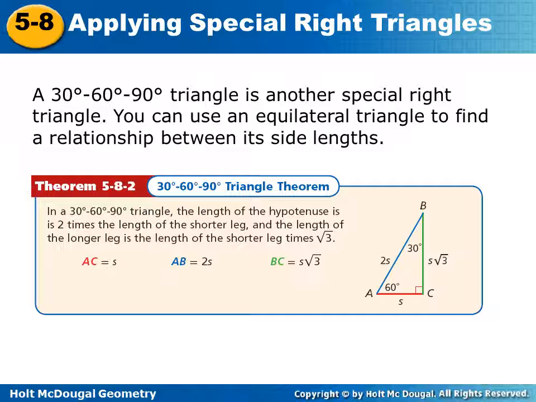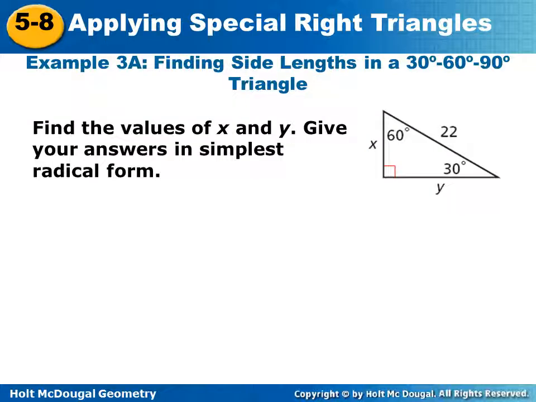A 30-60-90 triangle is another special right triangle. You can use an equilateral triangle to find a relationship between its side lengths. In a 30-60-90 triangle, the length of the hypotenuse is twice the shorter leg, and the length of the longer leg is the length of the shorter leg times radical 3. And you can see the picture in the bottom. AC, the red line, is S. AB, the hypotenuse, is blue, and it's 2S. And the green one is S radical 3.